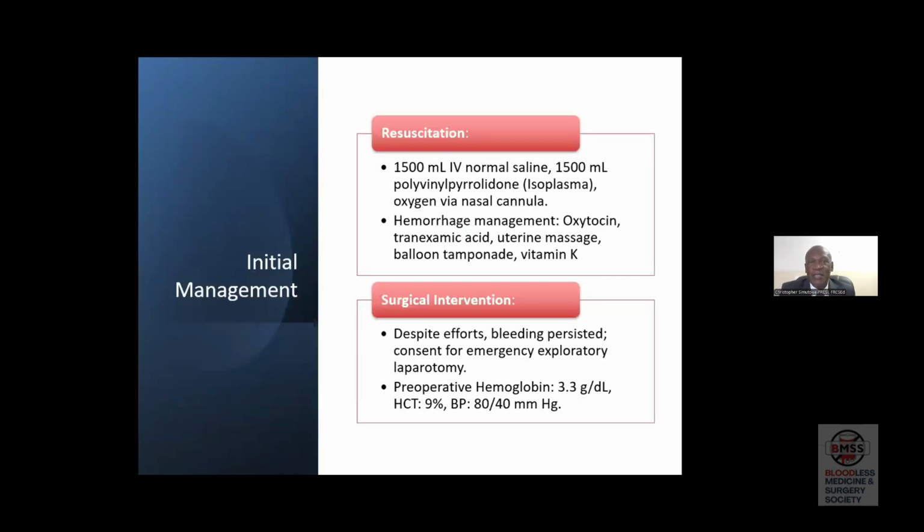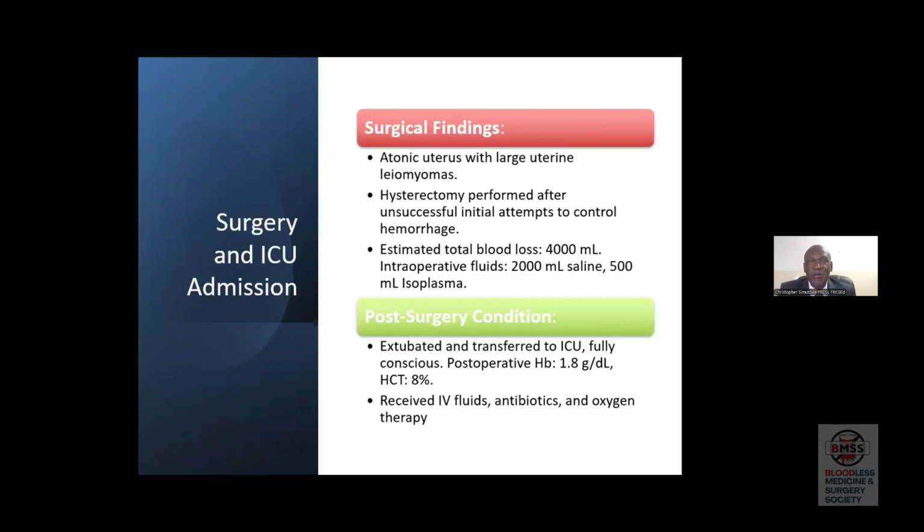The patient was resuscitated with IV fluids. For the hemorrhage management, they gave oxytocin, tranexamic acid, and uterine massage. But even despite what was given, the bleeding continued, and the patient's HB came very low to 3.3. Then the decision was made to take the patient to theater. They found an atonic uterus with a lot of leiomyoma, a fibroid uterus. So a hysterectomy was performed, removing the whole uterus, and she lost a lot of blood.